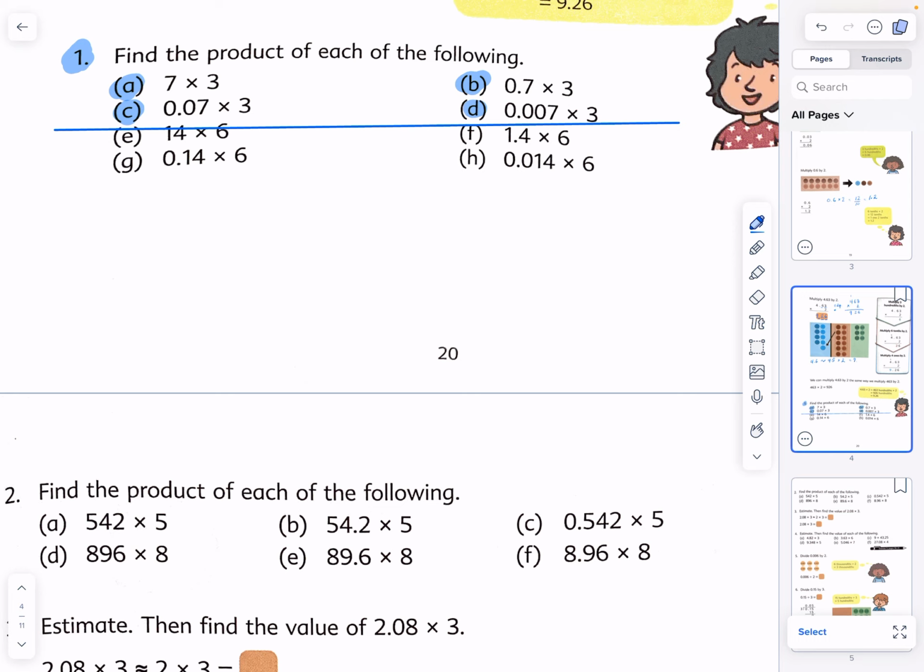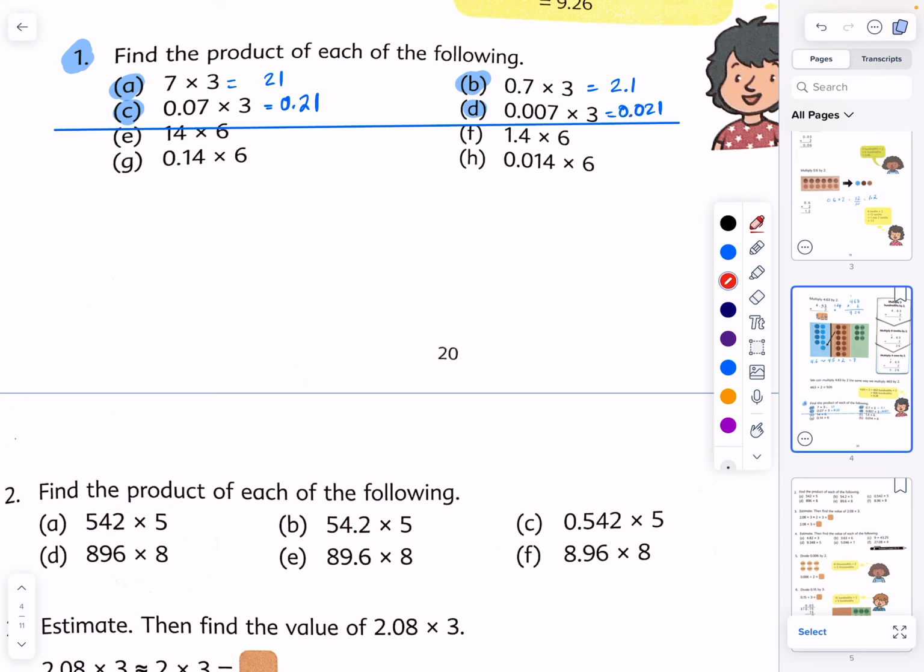So what do we have? 7 times 3, we do know it's 21. 7 tenths times 3 gives you 21 tenths, or 2.1. 7 hundredths times 3 gives you 21 hundredths. And 7 thousandths times 3 gives you 21 thousandths, okay?